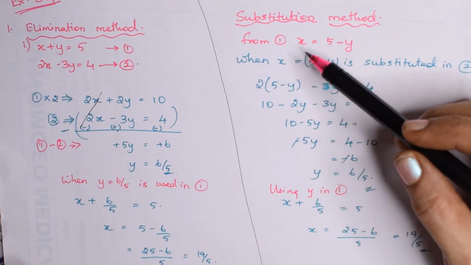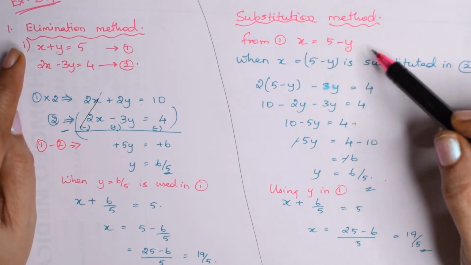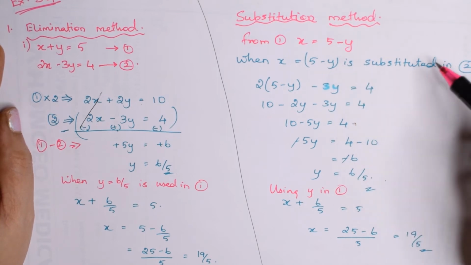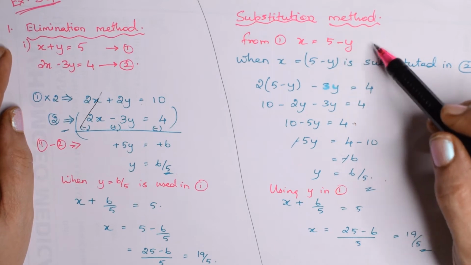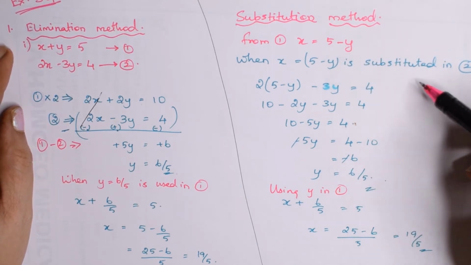Okay, from the first equation I have kept x alone on the left hand side and I brought y to the right hand side. I am substituting the value of x is equal to 5 minus y in the second equation. When I use the first equation to substitute, I will use the value whatever I have found in the second equation always.